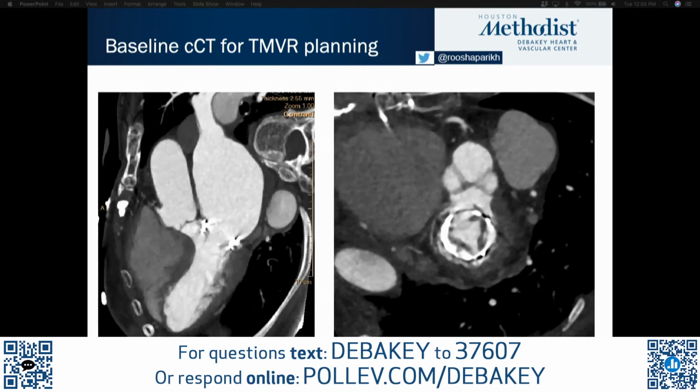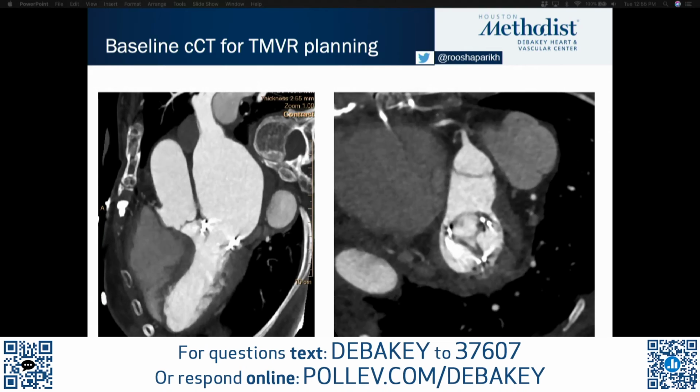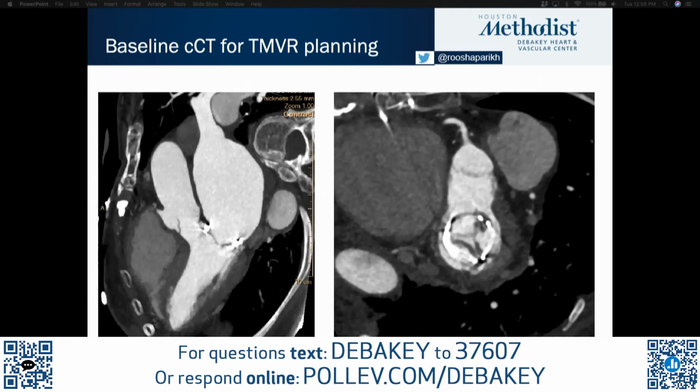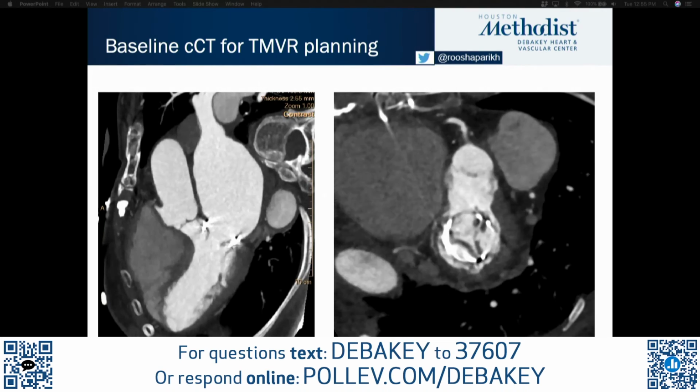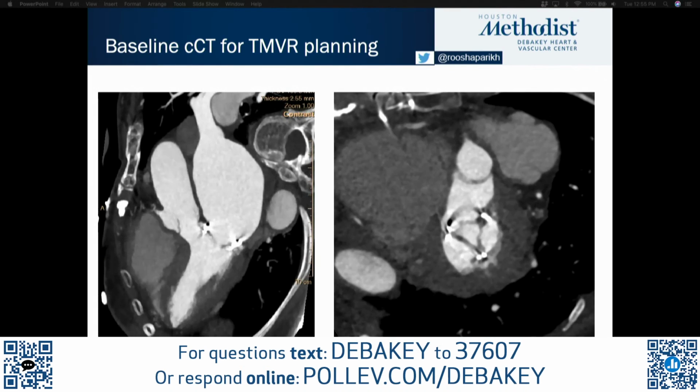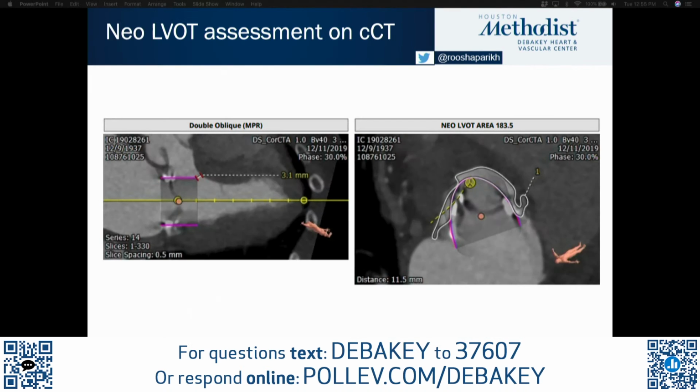The second video shows a reconstructed image through the mitral valve leaflets of the bioprosthetic valve at the base of the heart, and we see that the leaflets are thickened with stenosis of the bioprosthetic valve leaflets. So this is a reconstruction of the CT on a special post-processing software which demonstrates where the new valve would be placed in mitral position, and also the neo-LVOT post-valve deployment, which had an area of 183 millimeters.